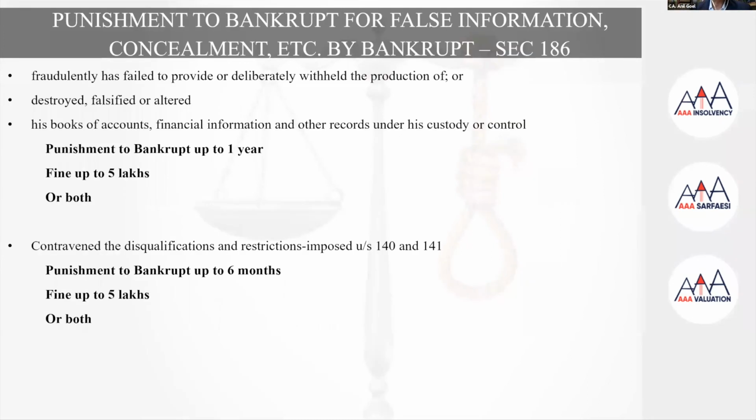Now, if he has fraudulently failed to provide or deliberately withheld the production of, or destroyed, falsified or altered books of account, financial information or other records, then the punishment is imprisonment of 1 year or 5 lakhs or both. If he contravenes the disqualification and restrictions under section 140 or 141, like going abroad without taking permission, then imprisonment for 6 months or 5 lakhs, whichever is higher.